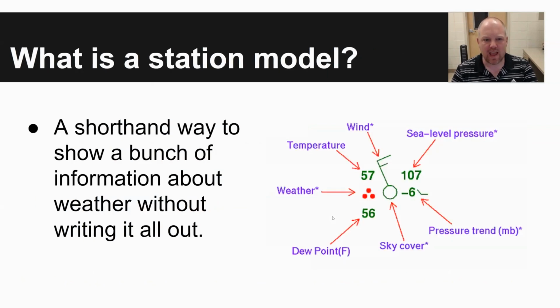It is a shorthand way to show a bunch of information about weather without writing it all out. So to write out the temperature is 57 degrees, the dew point is 56 degrees, the weather is moderately raining, would take a lot of time and effort, but a station model is a shorthand way to show a whole bunch of information about weather conditions.